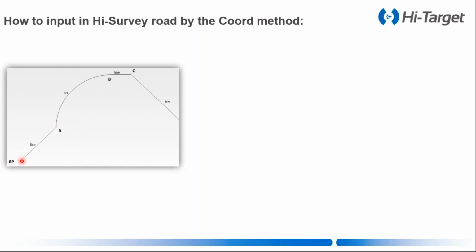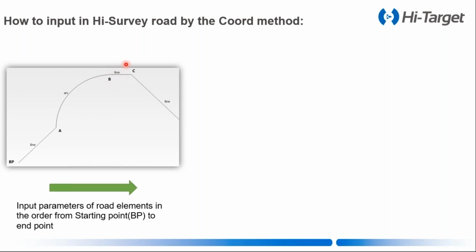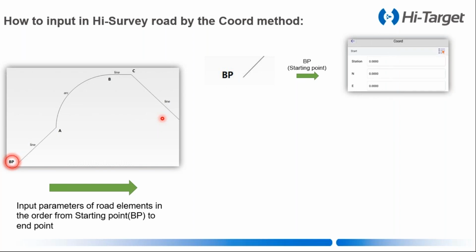Here in the demo road, there is a starting point, and the first part is a straight line, and there is an intersection point A. Then there's the circular curve. After that, there is a point B, then the straight line. So we need to input the parameters of all these elements in the order from starting point to the end point. The first step is about the starting point.